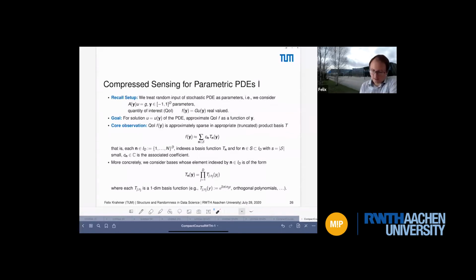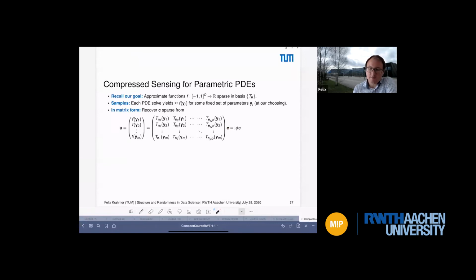We can represent a function in terms of a certain series of basis functions. You get the coefficients, and because these coefficients do not depend on y, only the basis functions do, that means when you're taking this multiplication, coefficients times basis functions, the coefficients are the same no matter what y you plug in.